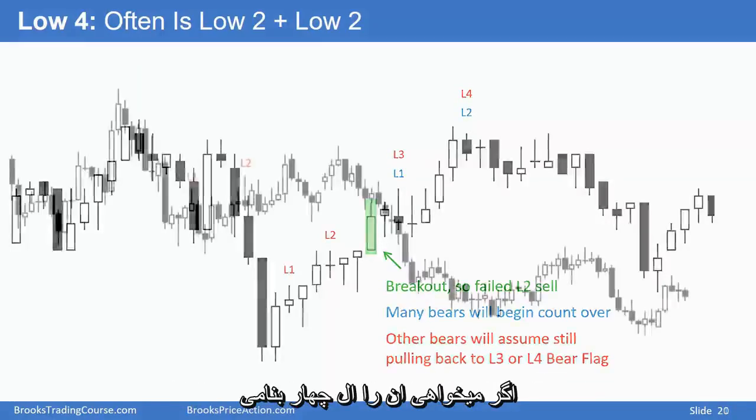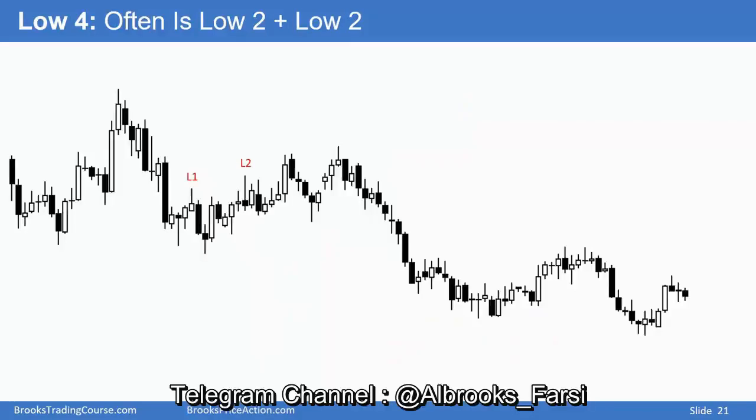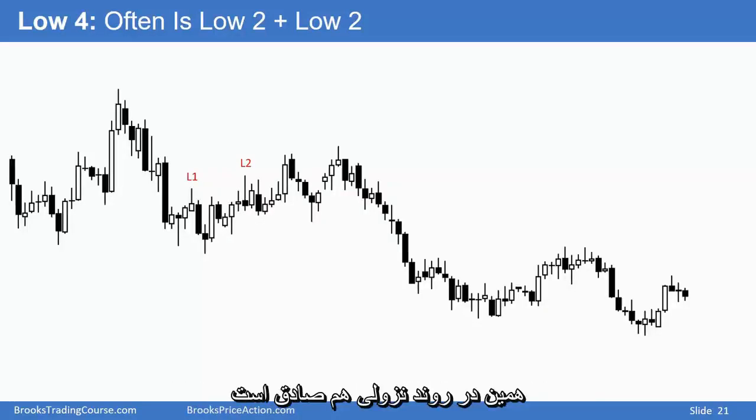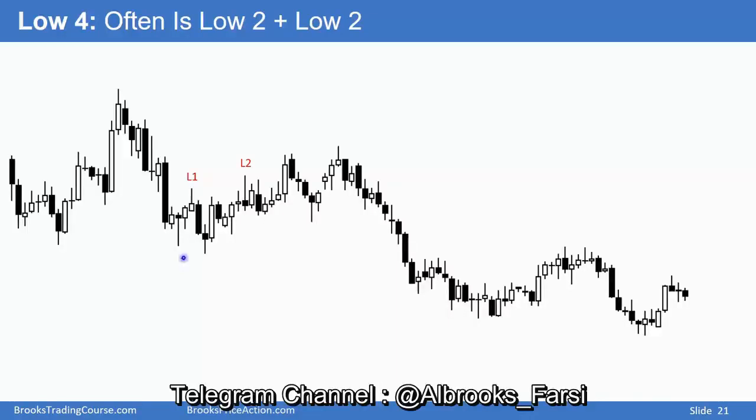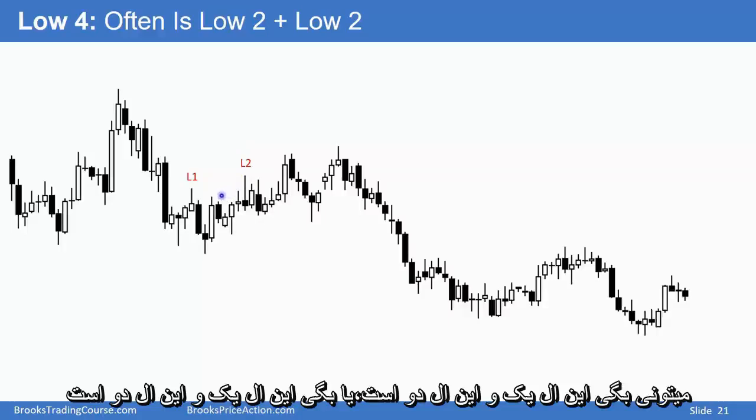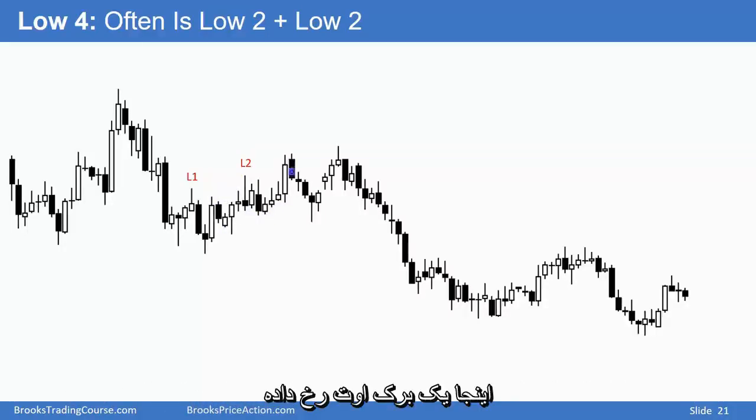If you want, you can call it a low 4. Does not matter. The same is true in a bear trend. You got a reversal, maybe a trading range. It is a trading range, but a lot of traders will be looking to sell. You can say this is a low 1, low 2. Then we got a breakout, and then pretty much sideways for a second leg up.